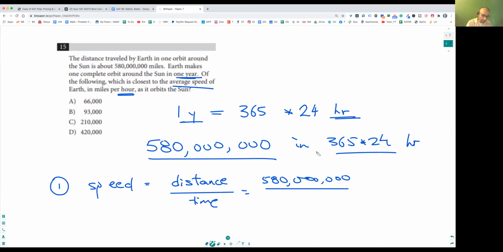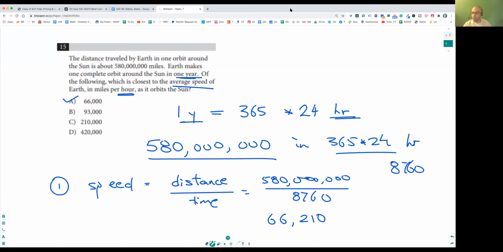Let's actually calculate that real quick. And it's nice to always have a calculator handy, right? So 8760. So you're going to put 8760 over here. And let's see what I get. I get 66210, right? So that's roughly right over here. So that's why A is the correct answer. Okay. So well done.